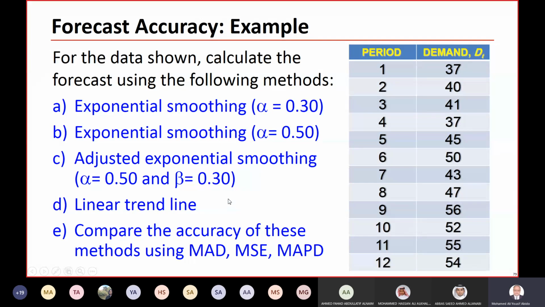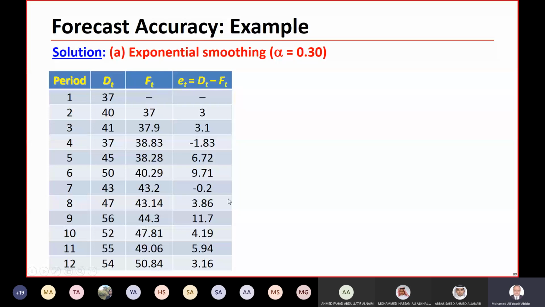So let us see the forecast for each method. Exponential smoothing with alpha equal to 0.3. So this is dt, and this is the data given, and this is the forecast. And with this forecast, you can calculate the error. The error equals 40 minus 37, 41 minus this, 37 minus this. So as you can see here, the error could be positive, could be negative. But with these measures, it doesn't matter. It is an error, whatever. It is a deviation from the actual value.